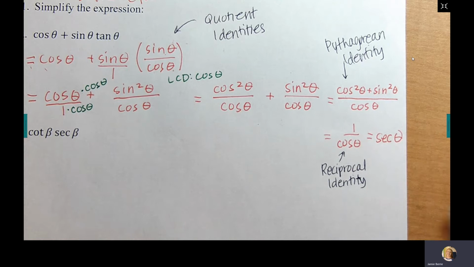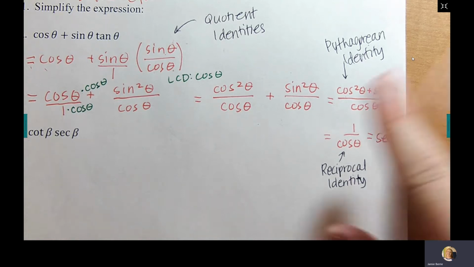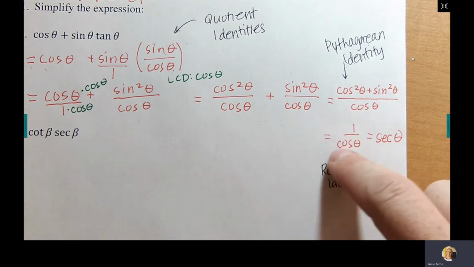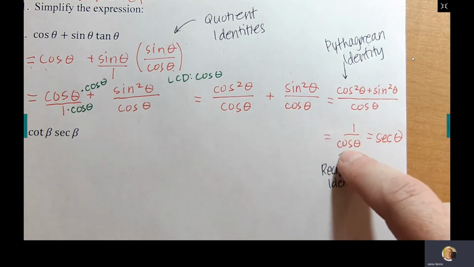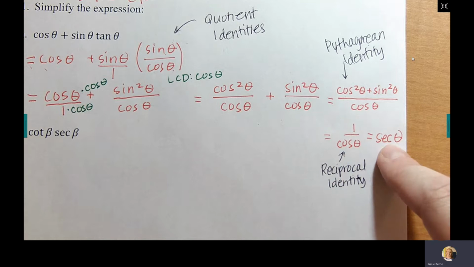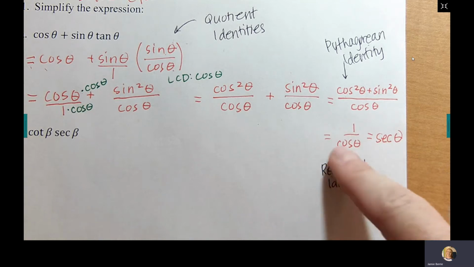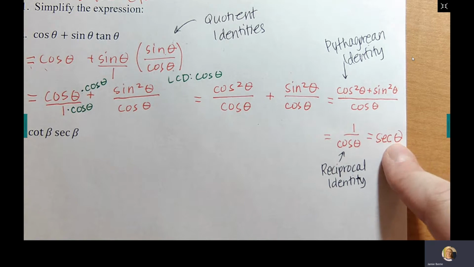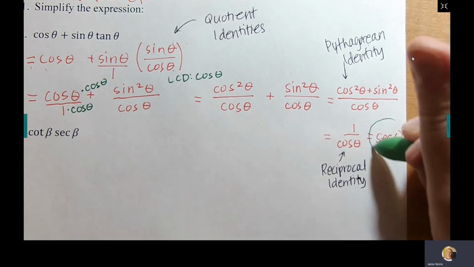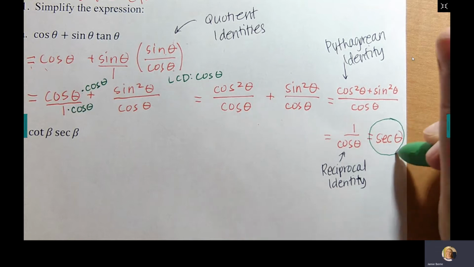Yep, that's right. Once you get it, you want it to look as simple as possible. So it looks pretty simple here when we get to 1 over cosine theta, but there is another trig identity that can make it look even more simple, which was that reciprocal identity. So you just want to make it look as simple as possible. All right, so that's where we would stop here. You can't get any more simple than that.